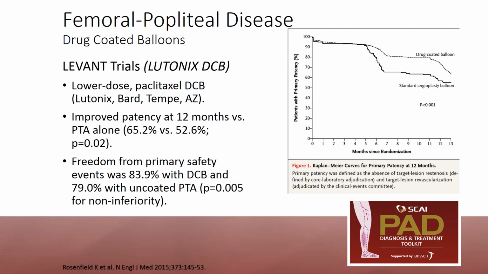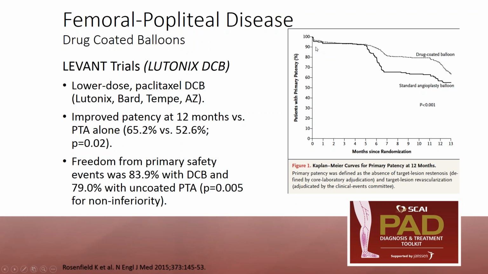There are 3 clinically available drug-coated balloons. The second large trial released after IMPACT SFA was the Lutonix balloon in the LEVANT 2 trial. This is a lower dose, a 2 microgram dose of paclitaxel, made by the company Bard, and the Lutonix balloon looked at improved patency. Here, if you look at PTA versus the DCB alone, we're seeing a 65% rate versus 52% at 1 year. Freedom from primary safety events is about 84% versus 80% with uncoated balloon. Pretty good. However, this is a different balloon. There is a different excipient being used here.